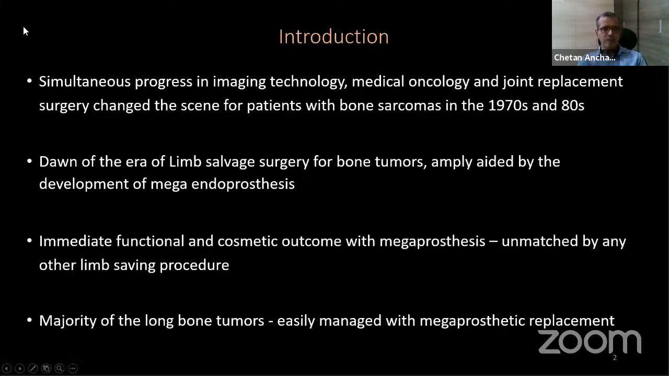So, as we know, simultaneous progress in imaging technology, medical oncology, and joint replacement surgery changed the scene for patients with bone sarcomas in the 70s and 80s. That was the dawn of the era of limb salvage surgery for bone tumors, which was amply aided by the development of mega endoprostheses, which gave immediate functional and cosmetic outcomes unmatched by any other limb-saving procedure. And therefore, the majority of the long bones were easily managed with megaprosthetic replacement.